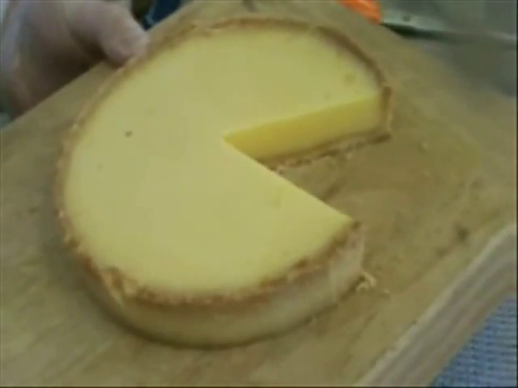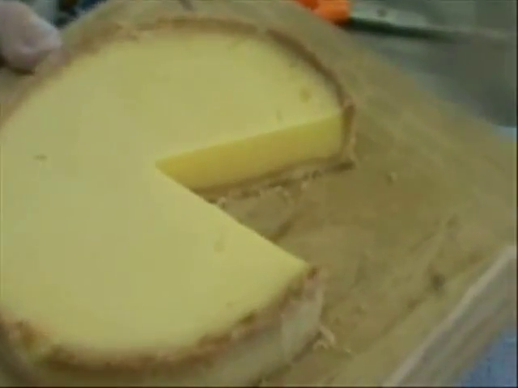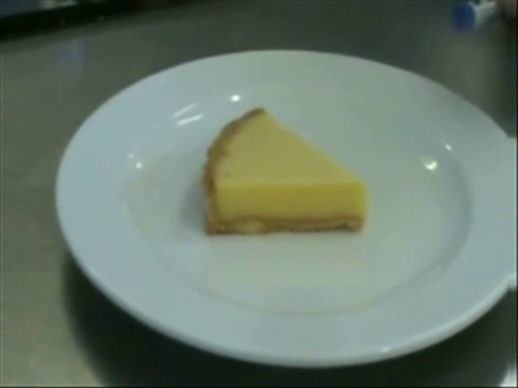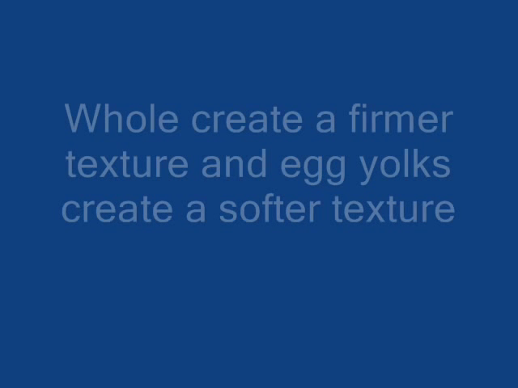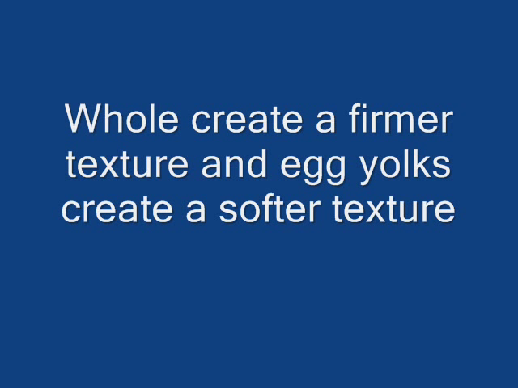Important things to remember here are to try not to exceed those temperatures of 85 degrees, at which the eggs will over-coagulate and in turn scramble, syneresis being the technical term for it, and the amount and type of egg, whole egg creating a firmer texture and egg yolk creating a softer texture.